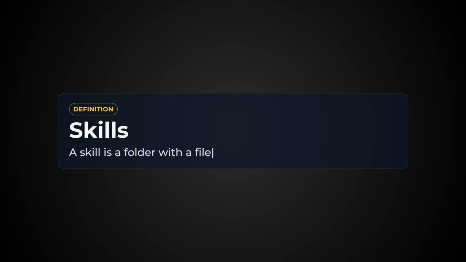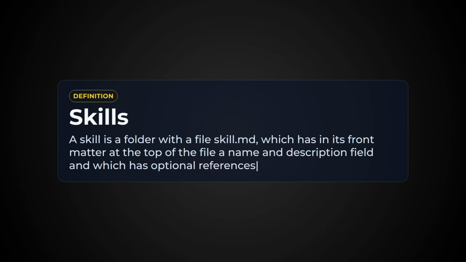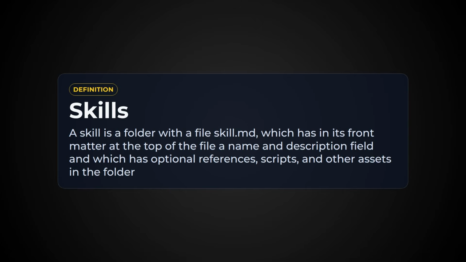You've now got an intuitive sense of what skills are and what they can do, but what's the technical definition? And you do need to know this to be able to use skills effectively. A skill is a folder with a file, skill.md, which has in its front matter at the top of the file a name and description field, and which has optional references, scripts, and other assets in the folder. Those first 2 fields, the name and the description, are extremely important because that's all that Claude Code sees initially when it boots up to know whether the rest of a skill is important to investigate.